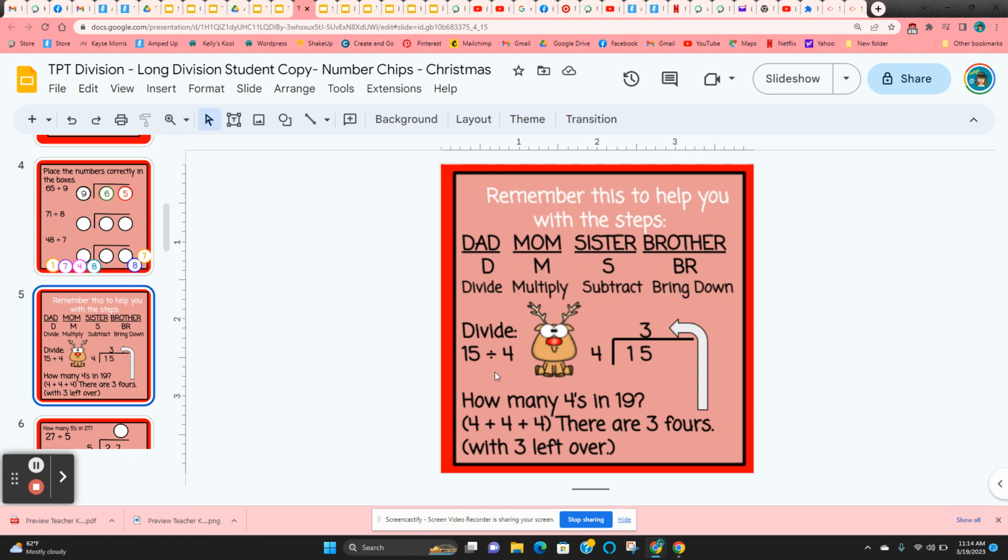The first step is to divide. So if they have 15 divided by 4, the 15 goes in the box, the 4 outside the box, and then 4 will go into 15 3 times. There'll be some left over, but 4 goes into 15 3 times, no more than that.